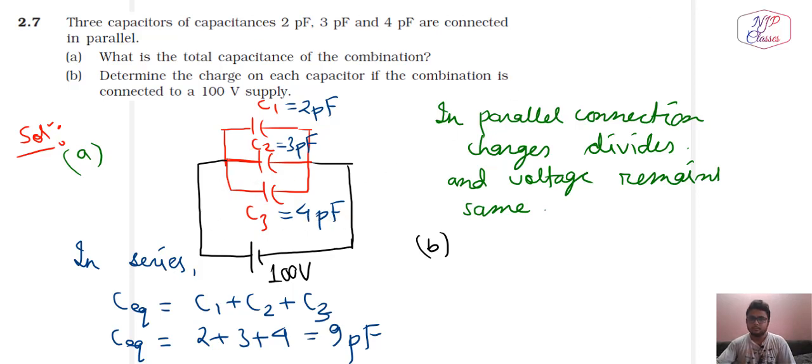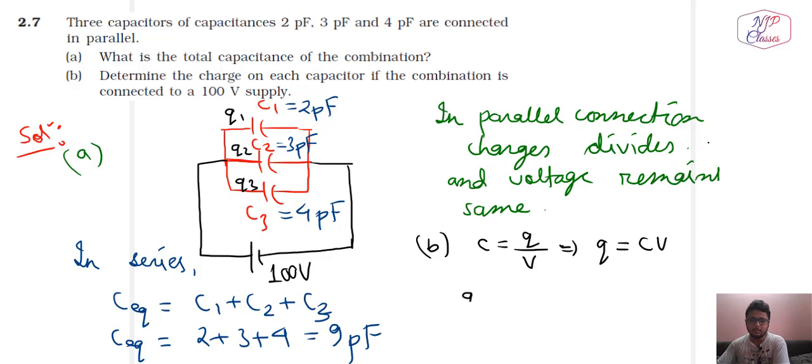Now you see, voltage will remain the same for these three. Across all three the voltage stays the same. How much? 100 volts across each capacitor. But the charge will not be the same; charge will be different across each. To find the charge, we know C is equal to Q by V, which means Q equals CV. Now let the charges be Q1, Q2 and Q3.